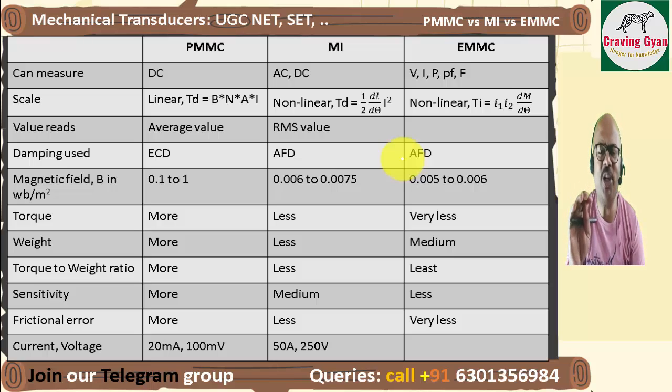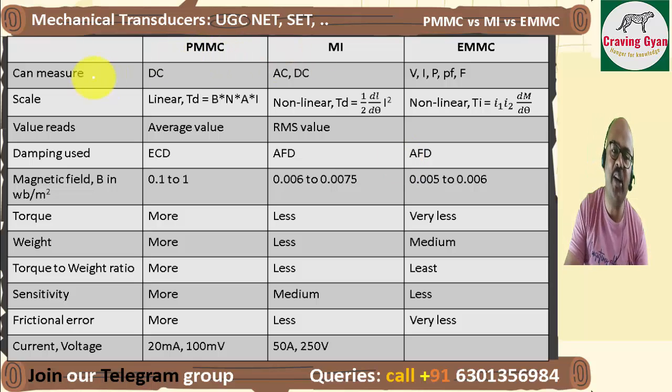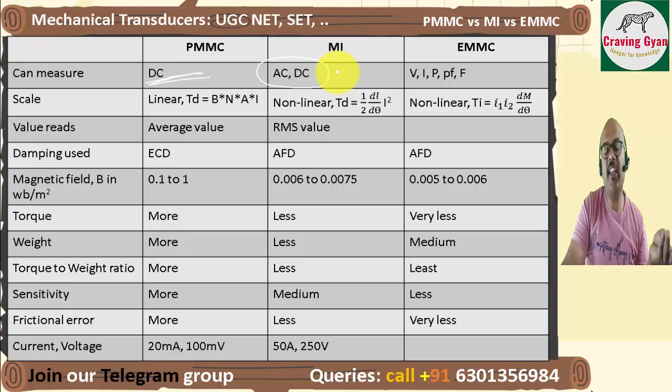Now if you are not in a position to understand the theory, at least try to remember this table. Very, very important. In the case of PMMC you can measure DC quantities, but in the case of MI you can measure both AC and DC quantities. What do you mean by that? AC voltage and current, DC voltage and current, that's it. In the case of PMMC, you can measure DC voltage and DC current, that's it. In the case of EMMC, you can measure voltage, current, power, power factor, and frequency, with respect to AC. In terms of DC, it will be voltage, current, and power.